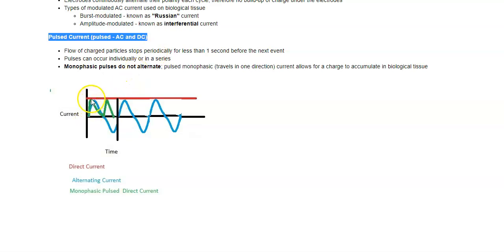When you hear monophasic talked about in the parameters on different commercial units, that is where you have a current that does not alternate. So this again allows a charge to accumulate in biological tissue. If it's pulsed alternating current, because you'll spend just as much time in the positive as the negative, a charge will not accumulate in biological tissue.